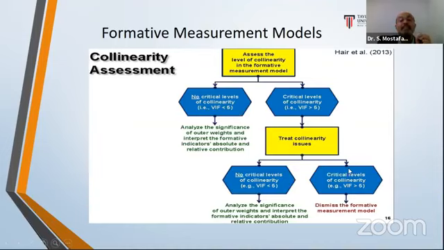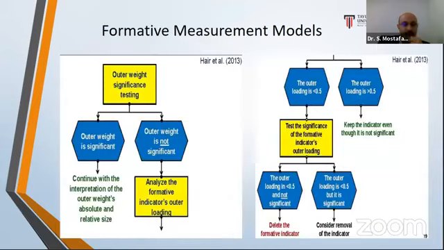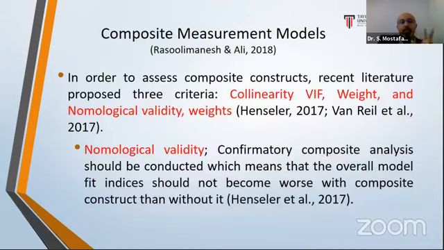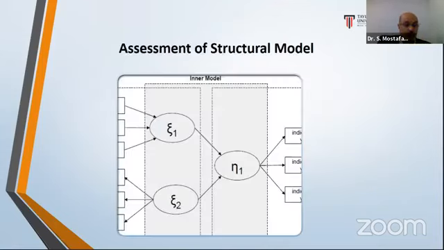But if the weight is not significant, we can now check the significance of loading. And if the loading is significant, we can keep the formative item. Here you can see the composite measurement model, and for the composite measurement model we need to add one more criterion, nomological validity. We need to check nomological validity also for the composite construct.